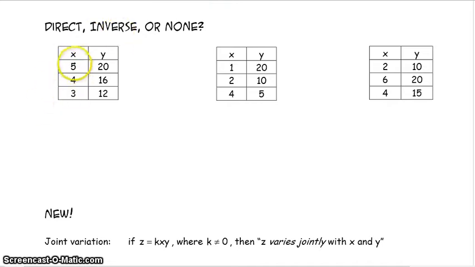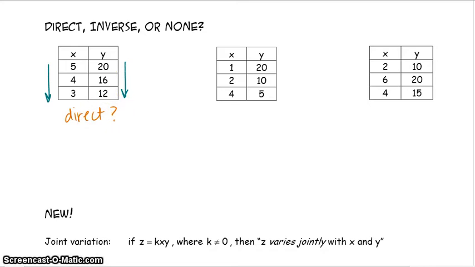So looking at this, starting at 5, going down to 4, going down to 3, well, that's decreasing. And from our y at 20, 16, 12, that's also decreasing. So at this point, since we have two arrows pointing down, since both of our numbers are decreasing, that means it can't be an inverse. This must be direct. But we don't know for sure.